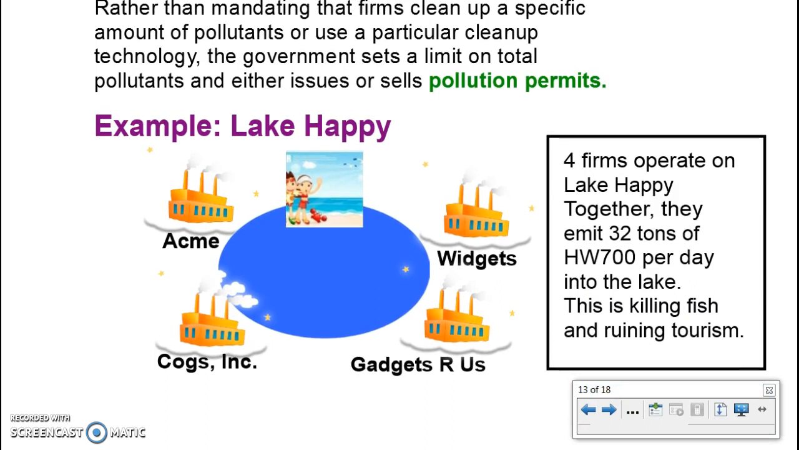If you imagine we have this lake, and we'll just call it Lake Happy. It's not a real place. And it has beaches, as you can see, and people live near there. But there are also factories on Lake Happy, which is a very large lake. Don't think of it like Turtle Lake. Think closer to Lake Superior or something, but it's somewhere in between. So the 4 firms that operate on Lake Happy together emit 32 tons of HW700 per day into the lake, which is killing fish, and it's harming tourism. But we don't know exactly which firms are emitting how much. So it makes for a little bit of an enforcement problem.